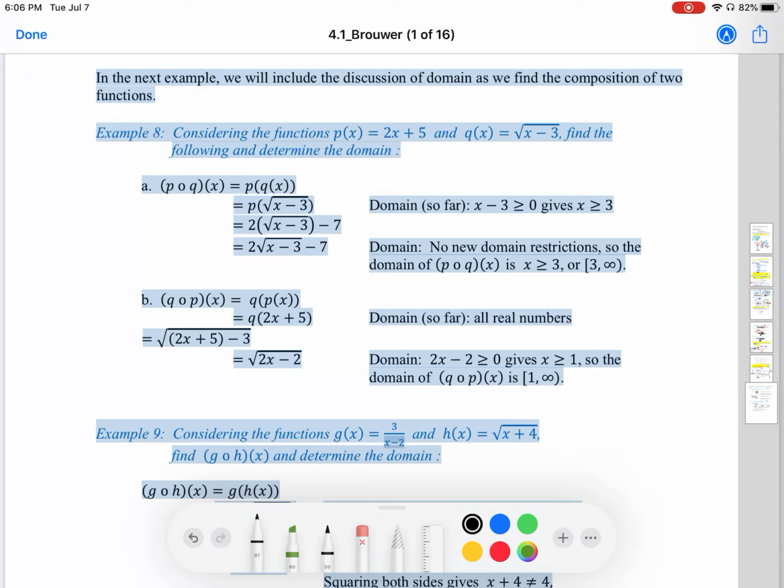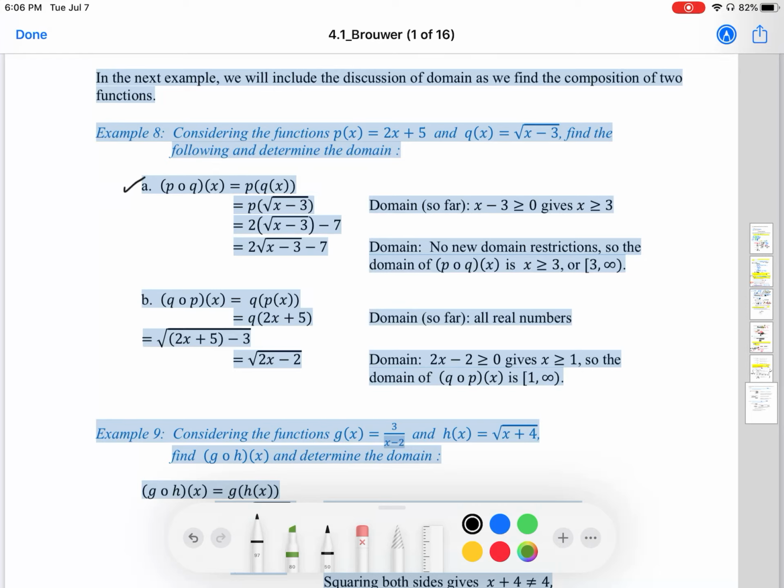In the next example, we'll include discussions of domain as we did for composition of two functions. Example 8, considering the function p of x equals 2x plus 5 and q of x equals square root of x minus 3, find the following and determine the domain. So I'll do A with you.